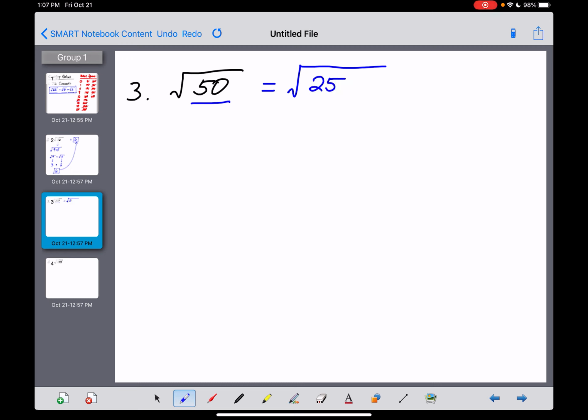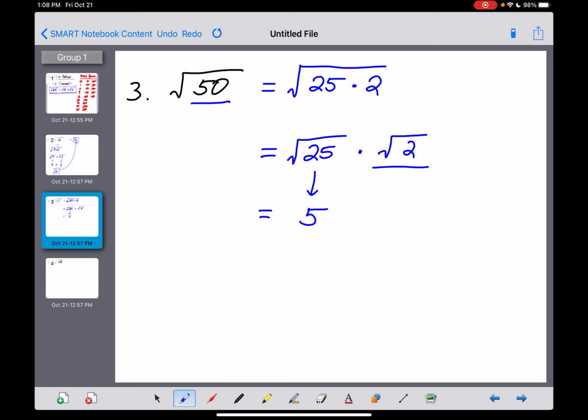So I break the 50 down into 25 times 2. Now, I use the property we discussed. I split this radical up into the square root of 25 multiplied by the square root of 2. And now, unlike the previous problem, only one of these radicands, the number underneath the radical, is a perfect square. So I can only evaluate one of them. The square root of 25 is just 5.